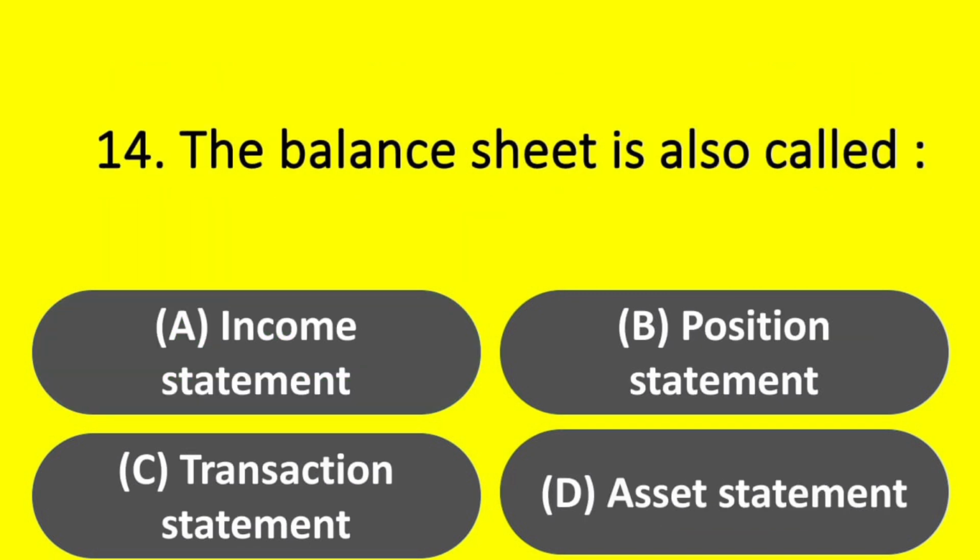Question. The balance sheet is also called: option A, Income statement; option B, Position statement; option C, Transaction statement; option D, Asset statement. Answer: option B, Position statement.